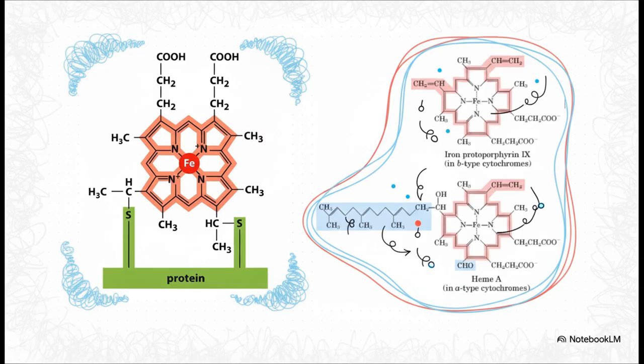We can clearly contrast their specific structures here. Cytochromes A and B have their heme groups bound non-covalently. But look closely at heme C. The heme group here is covalently linked to the protein via thioether bonds, specifically formed by cysteine residues. That structural difference is huge.